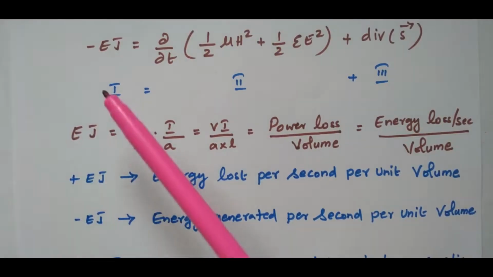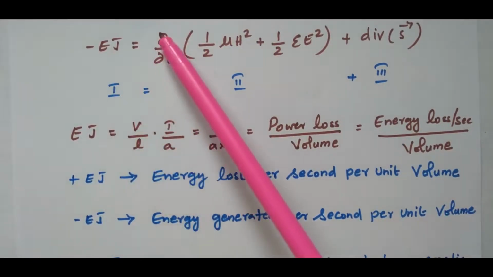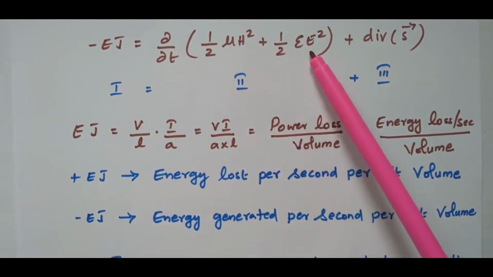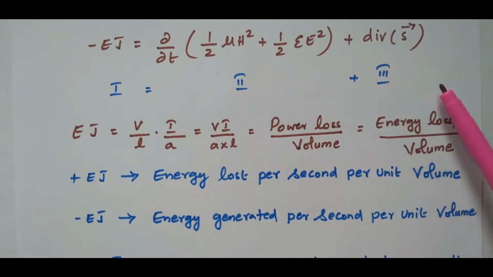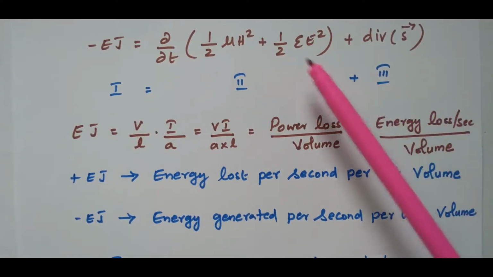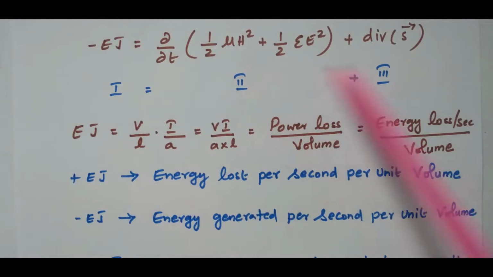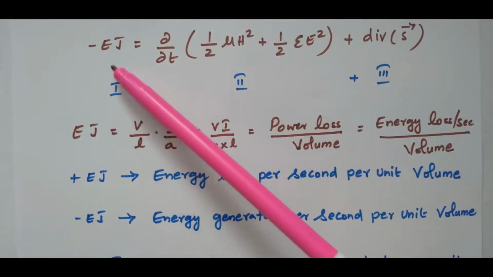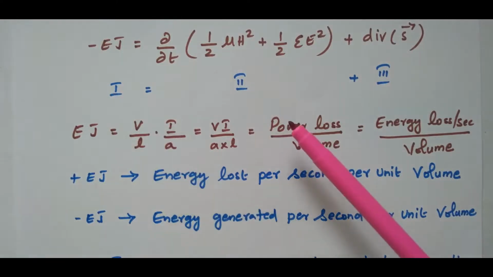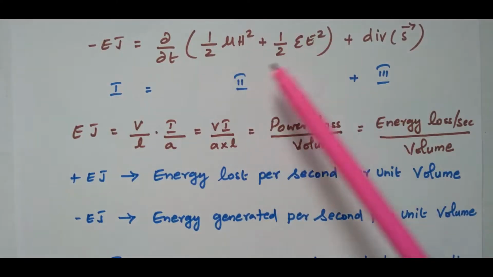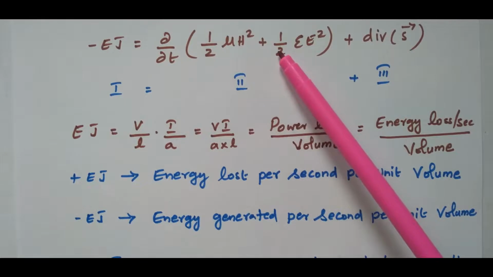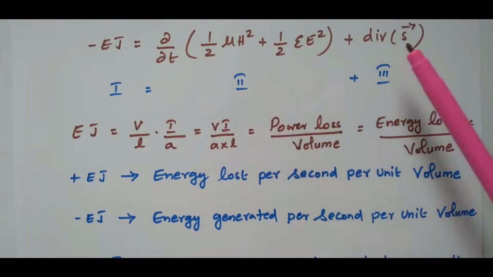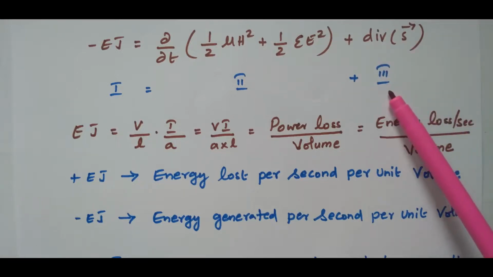So by rewriting, we got minus E·J equal to ∂/∂t of (½μH² + ½εE²) plus divergence of S vector. Right? So this term is brought to that side so that it becomes positive. We'll take minus E·J as term 1. This ∂/∂t of (½μH² + ½εE²) we'll take as the second term. This divergence of S is the third term.